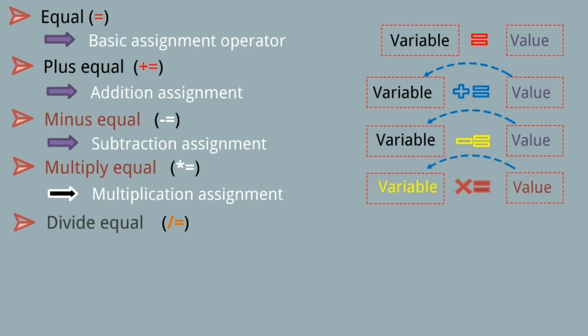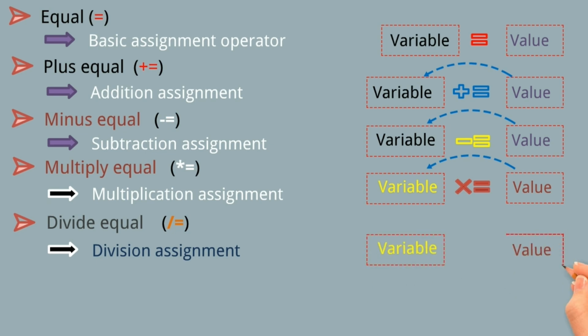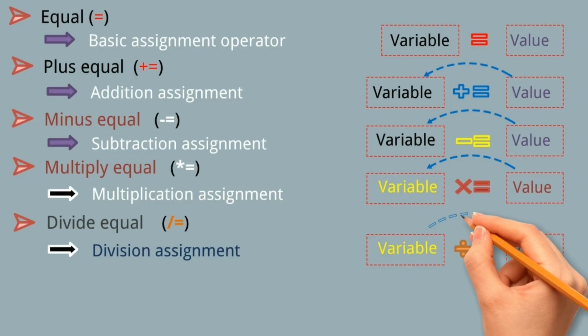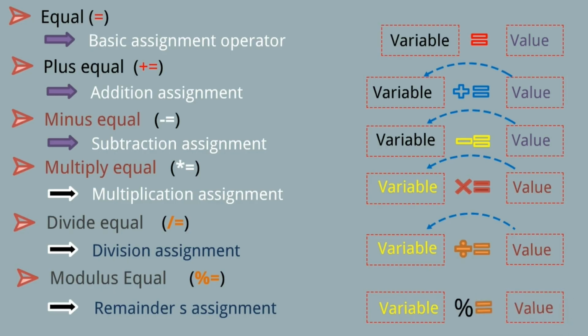Then there is divide equal, which is division assignment, which divides the variable on the left side by the value on the right side of the operator and assigns the result to the variable. Then there is modulus equal, which is a remainder assignment, which calculates the remainder when the variable on the left side is divided by the value on the right side of the operator and assigns the value to the variable.